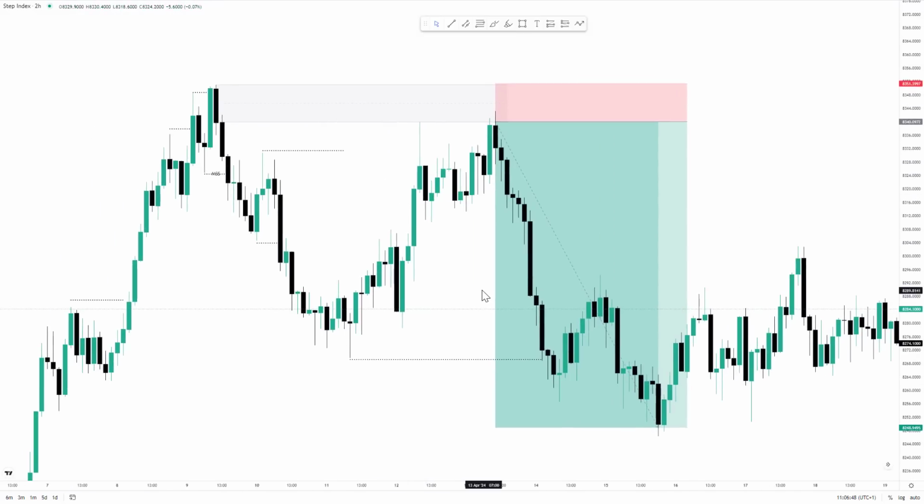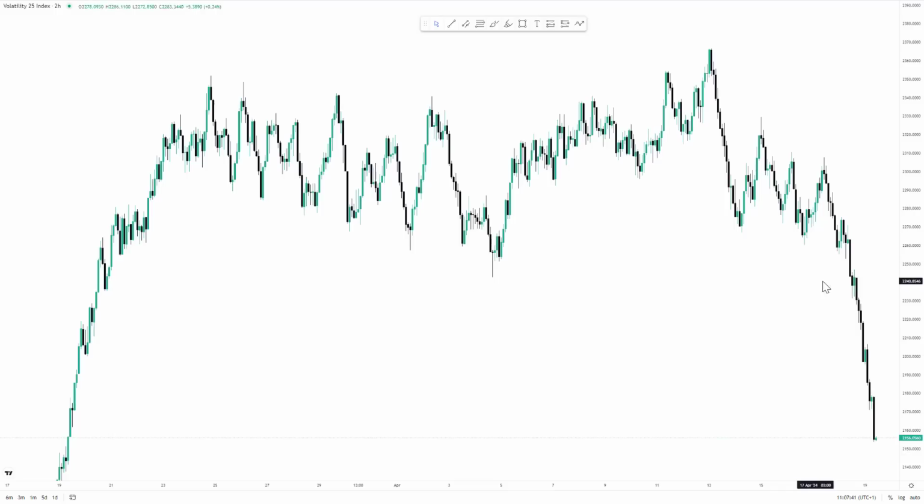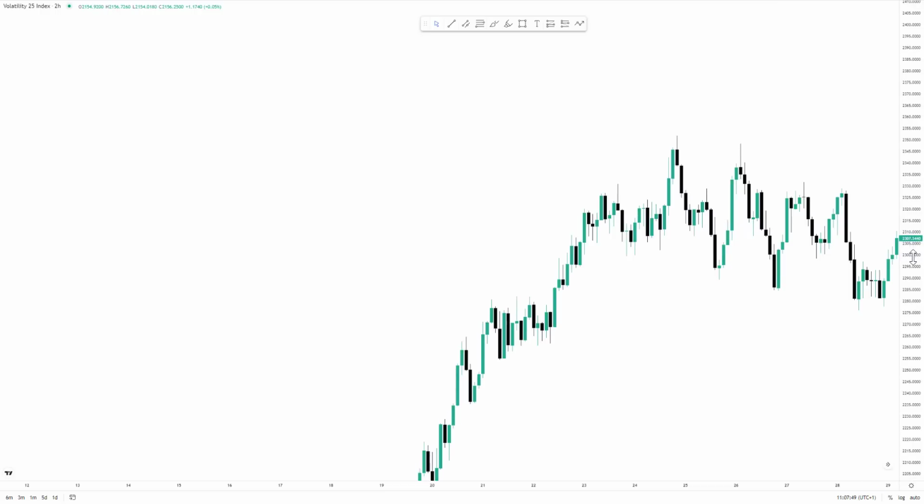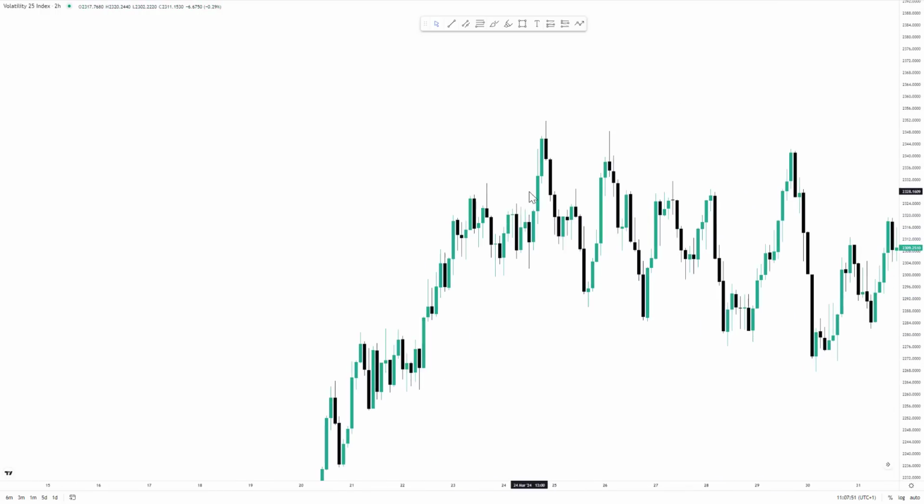So let's look at another example, I think on VIX 25. This is VIX 25 itself, the 2 hour time frame. Now we have very good price action right here, so we're going to look at that particular one and pay attention to it.